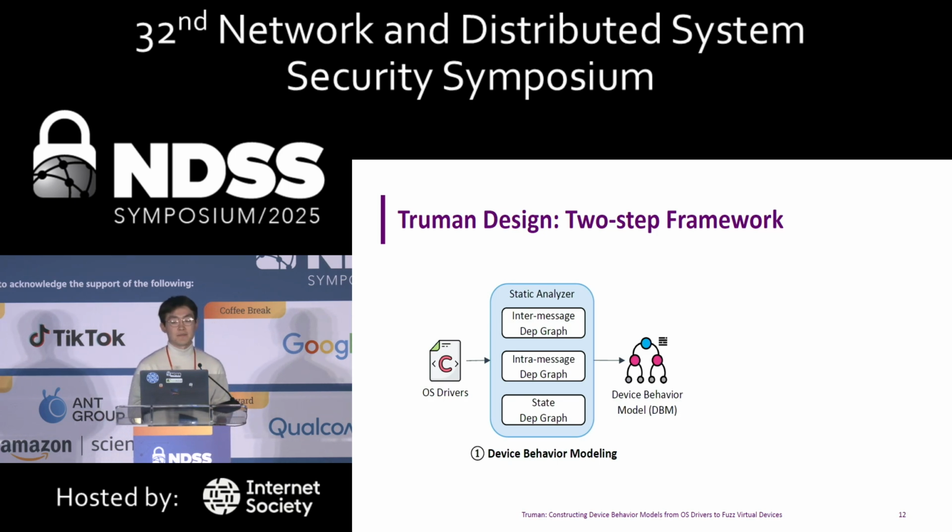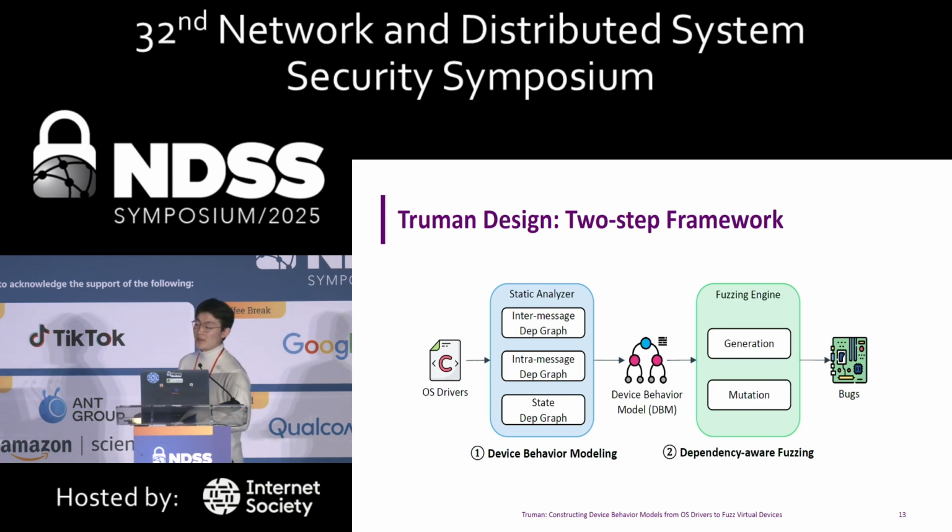Truman's design is built around a two-step framework to address the challenges of fuzzing virtual devices comprehensively. The first step is to extract inter- and intra-message dependencies. By analyzing open source drivers, Truman reconstructs the logic relationships between device messages and their internal fields. This ensures that all fuzzing inputs adhere to the required dependencies, avoiding invalid sequences that fail to test meaningful behaviors.